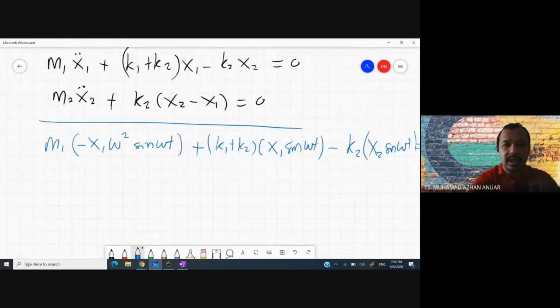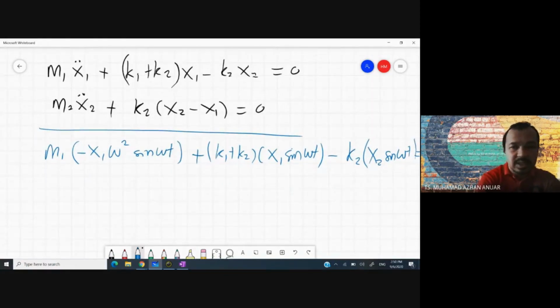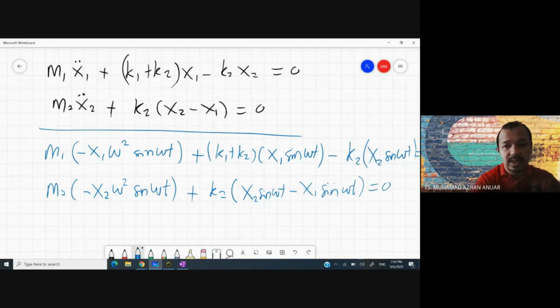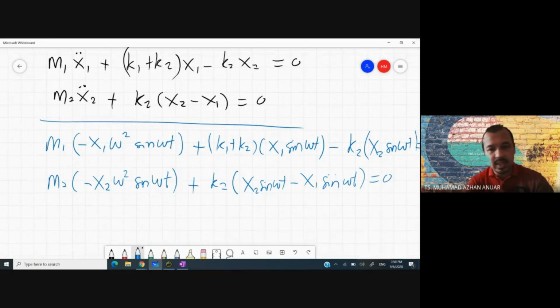And substituting the same expression into equation 2, you get M2 times minus x2 omega squared sine omega t, plus K2 times x2 sine omega t minus x1 sine omega t. That is the whole expression. And we can see from the equations here that we have the same term, sine omega t. So let's factorize it out.